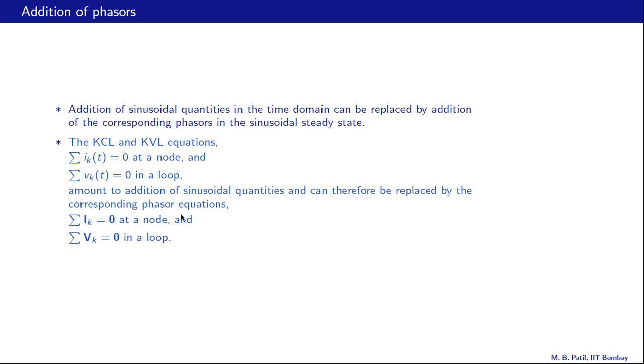What are the phasor equations? Sigma of the phasor currents equal to 0 at a node, and sigma of the phasor branch voltages is equal to 0 in a loop.